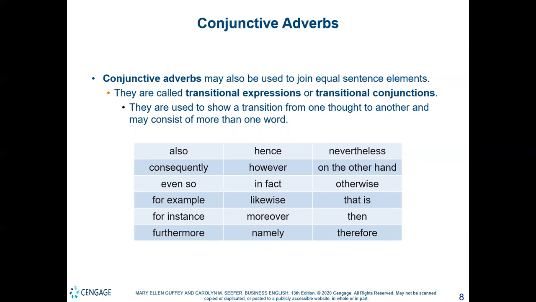Conjunctive adverbs. Conjunctive adverbs may also be used to join equal sentence elements. They are called transitional expressions or transitional conjunctions. They are used to show a transition from one thought to another and may consist of more than one word.